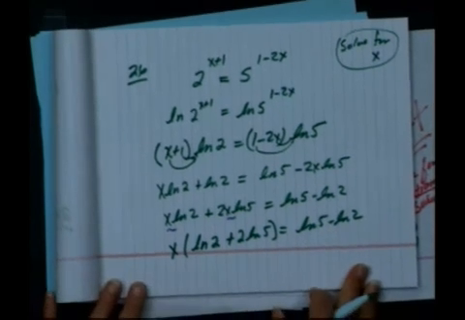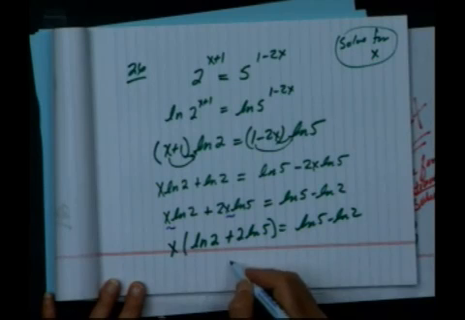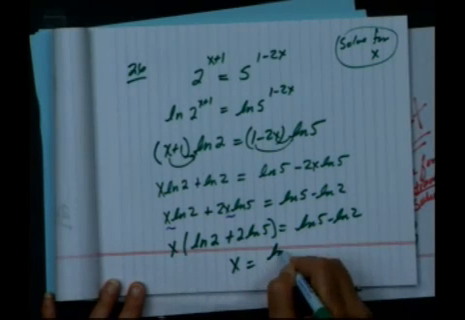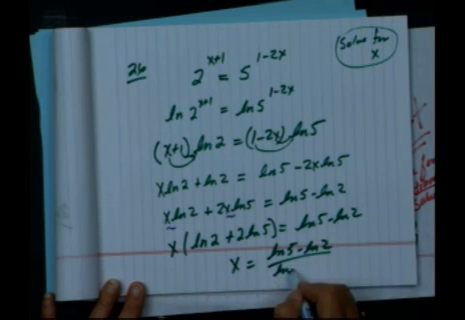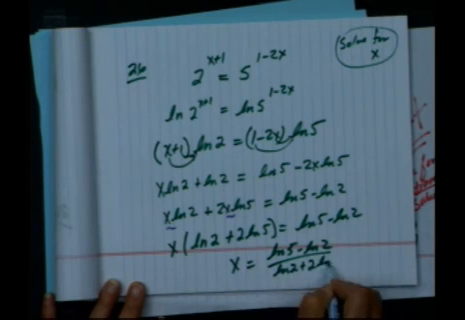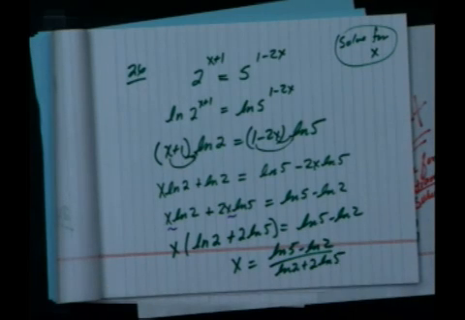Are we almost there? X is equal to natural log of 5 minus natural log of 2 over natural log of 2 plus 2 natural log of 5. And you could just punch away on your calculator if you wanted to get a good approximation to what that is. My guess is the back of the book is not going to leave it like that.